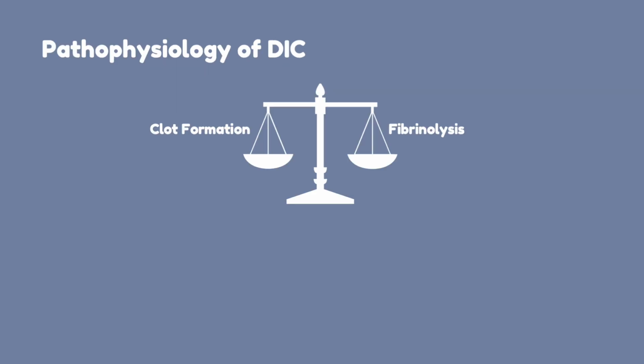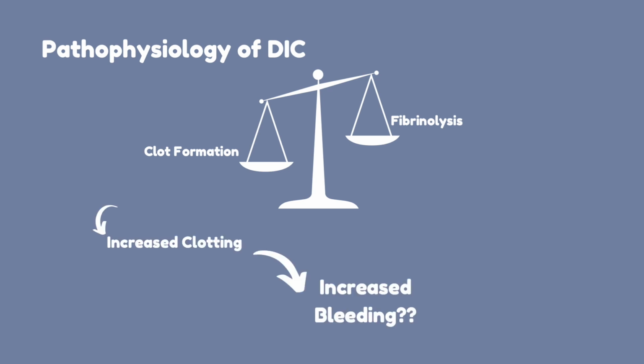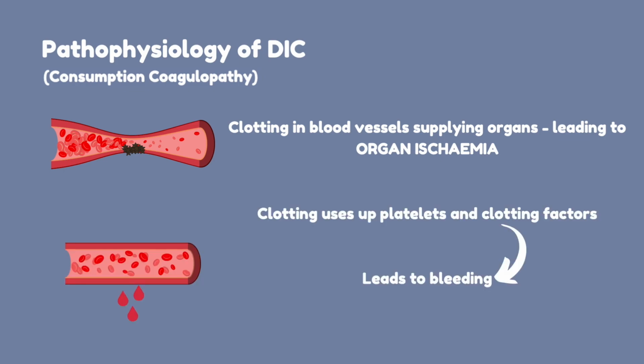In DIC, clot formation outweighs fibrinolysis, leading to increased clotting. However, this paradoxically also leads to increased bleeding. Let me explain. Clotting blocks blood and therefore oxygen supply to important organs, causing ischemia. This leads to platelets and clotting factors getting used up, which causes bleeding. This is why DIC is also known as consumption coagulopathy.